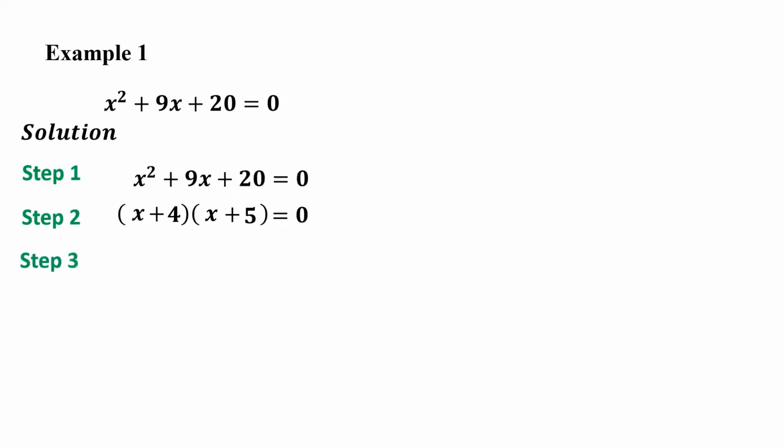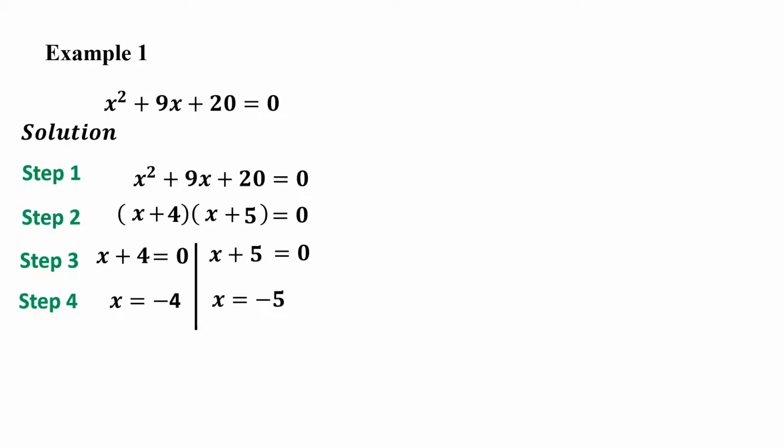Step 3. Since we already know the factors of the given equation, we will now apply the zero product property. In zero product property, we will equate the factors to 0. So we have x plus 4 is equal to 0, and x plus 5 is equal to 0. Then the fourth step, we find the value of x. It's simply transposing the 4 and 5 to the other side of each equation. Then we have x is equal to -4 and x is equal to -5.